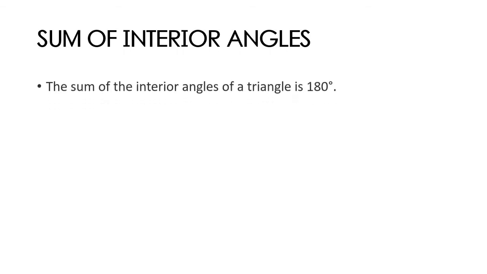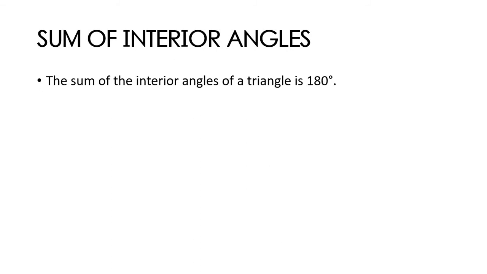Let's now proceed to the sum of interior angles. The sum of the interior angles of a triangle is 180 degrees. So, ito yung magiging basis natin para sa sum of the interior angles of the other polygons. Okay, so for the triangle, we have 180.